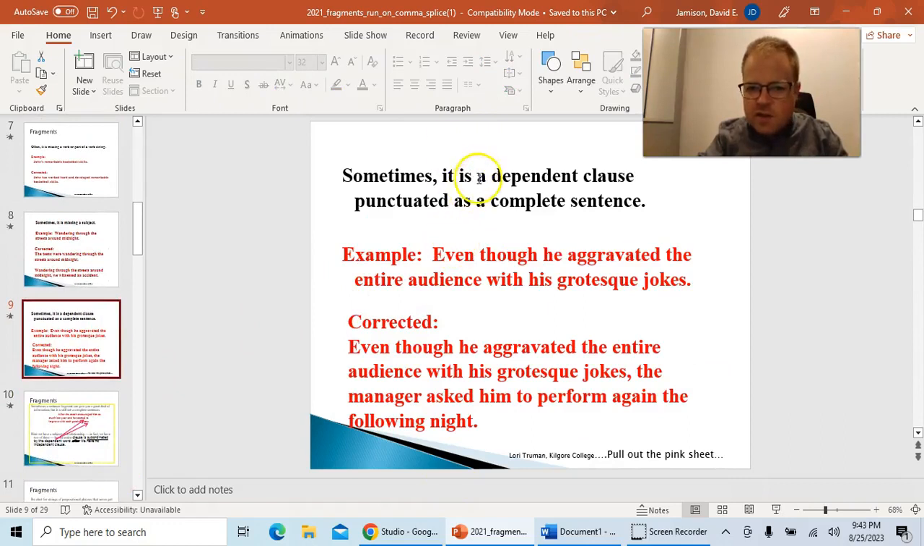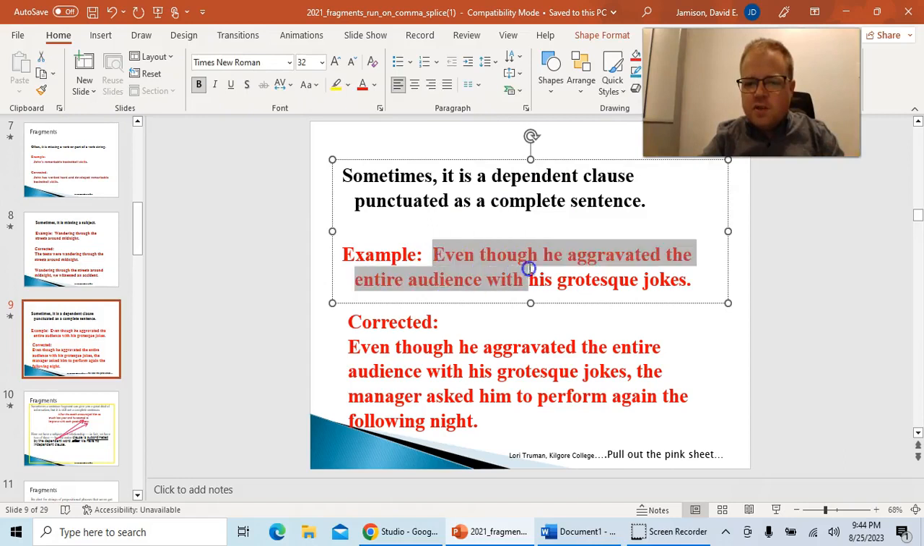Finally here, sometimes it is a dependent clause that has been punctuated like a sentence. So a dependent clause is a shorter part of a sentence that needs an independent clause to go with it. You talked about this in school. Usually a dependent clause starts off with because, or it has a piece after it, like it's missing one of those other parts, and then it still needs to have another part to the sentence. So this part, again, will be an incomplete thought. Even though he aggravated the entire audience with his grotesque jokes.